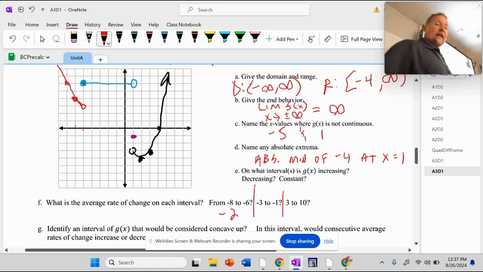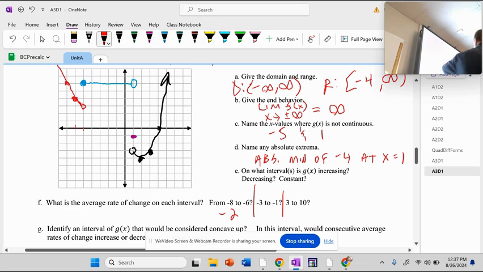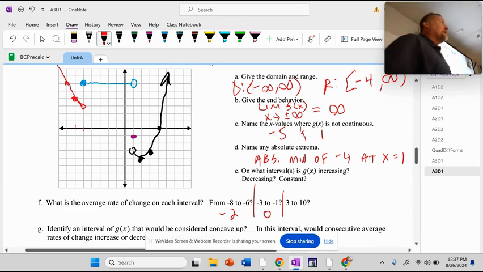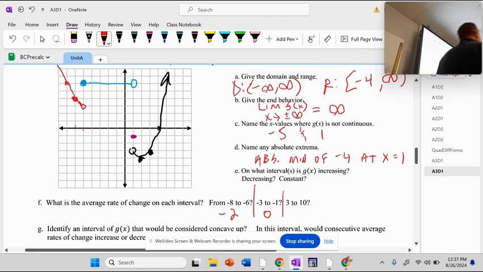And then from negative 3 to 1. Come on. What is it from negative 3 to 1? What's the average rate of change from these 2 points? We should know that the slope of a horizontal line is 0. Not undefined, that's a vertical line.